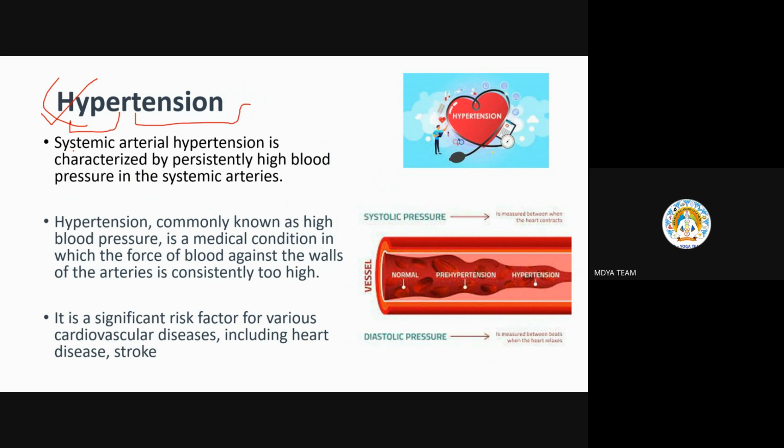Arterial hypertension is characterized by persistent high blood pressure in the systemic arteries. Persistent means regular, constant. What are systemic arteries? Systemic arteries provide blood to the system, and system means our body system.